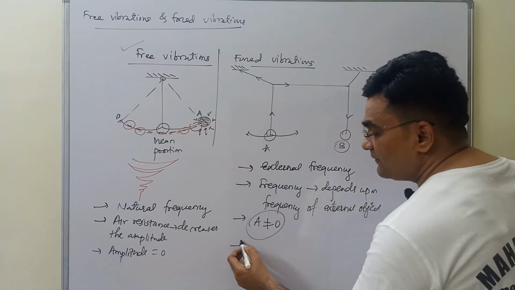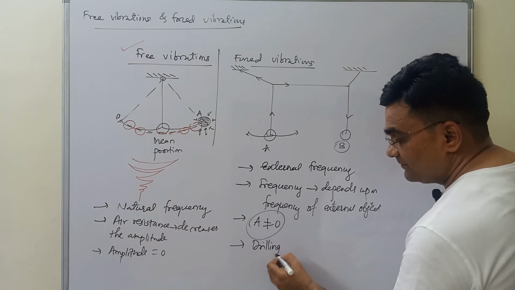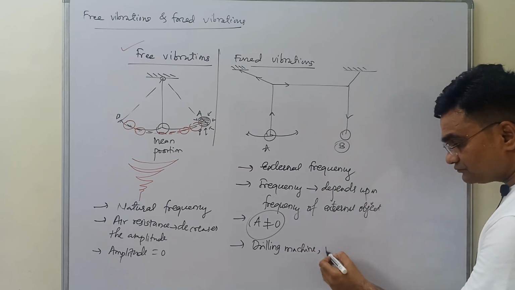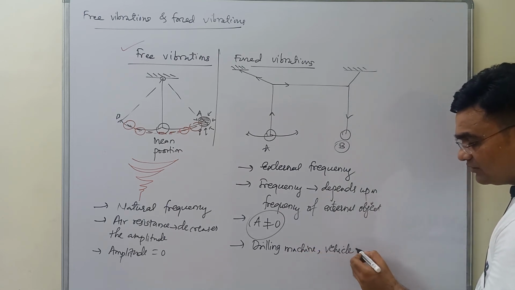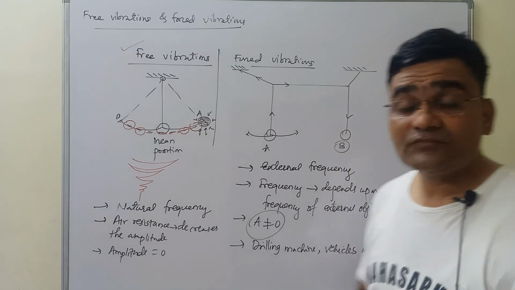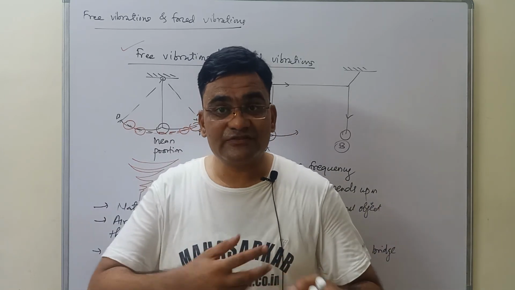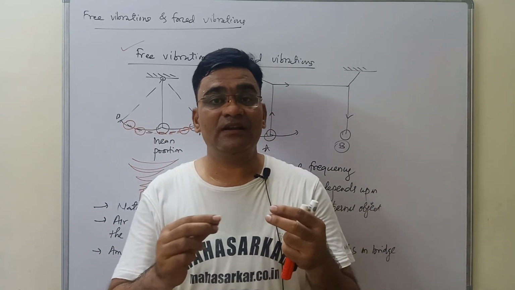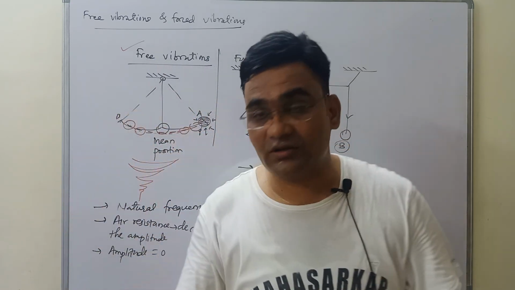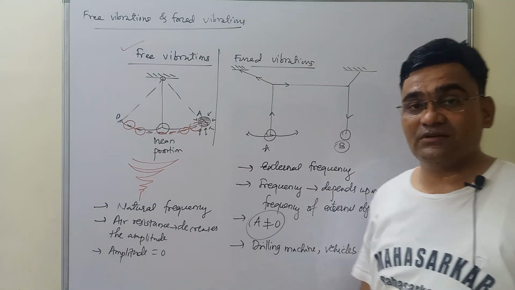There are some examples of forced vibration, like I said, a drilling machine vibrating another object. Vehicles on a bridge making vibrations is another example. When a doctor puts a stethoscope on your chest, the chest is already vibrating, and because of that some air particles, in fact the stethoscope, also vibrate, and that vibration is read by the doctor. These are all examples of what? Forced vibration.